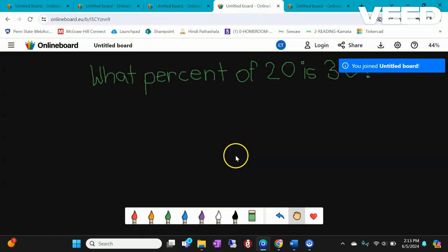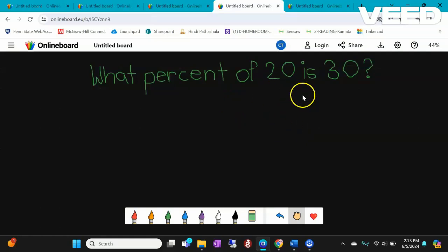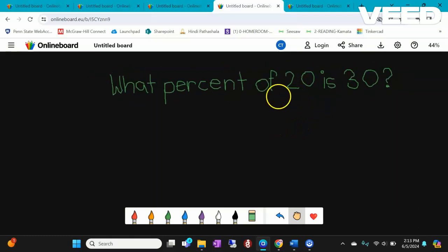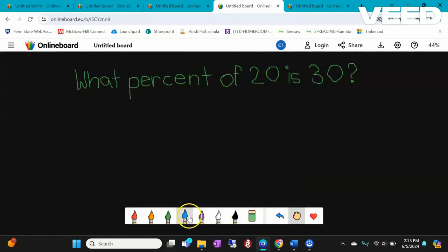Next example. So what percent of 20 is 30? So this is going to be different. We have to switch these two numbers, as we know. So it's going to be 30 over 20. This is an improper fraction, so it's going to go a little differently. So 30 over 20 can be reduced to 3 over 2.